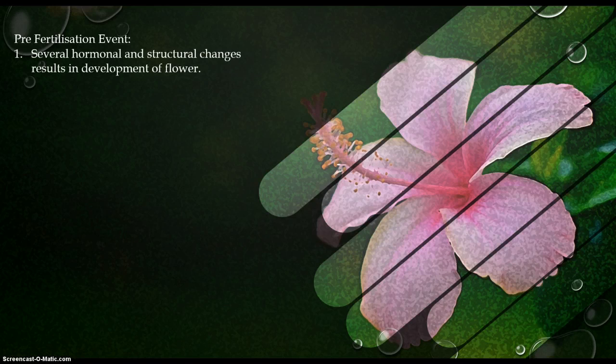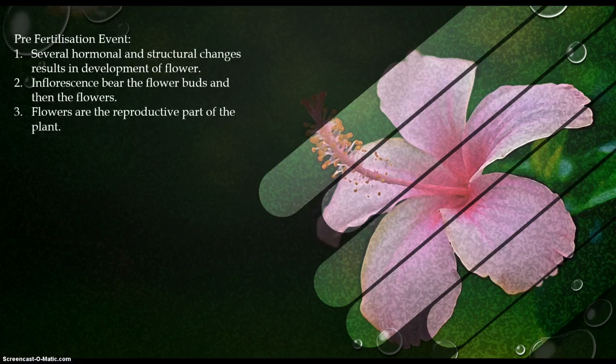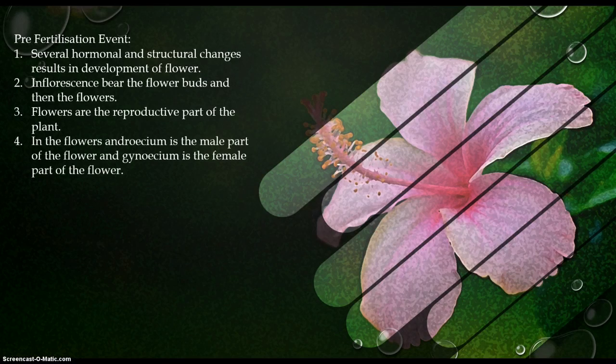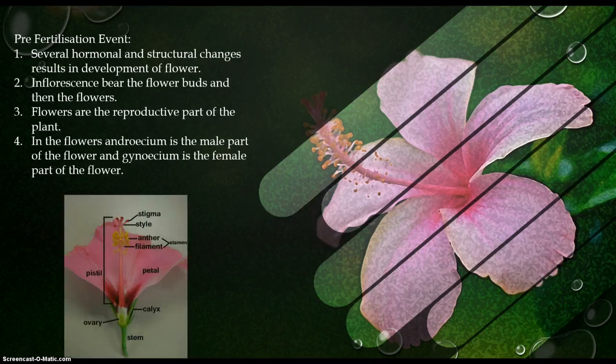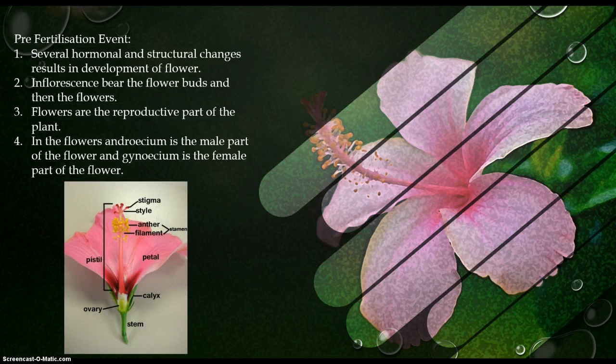Several structural and hormonal changes bring about flowers on the plant. This formation of the buds and then the flowers inside a plant is known as inflorescence. Flowers are the reproductive part of the plant. In the flowers, we can see two different structures. One is the male structure, known as androecium, and the second is gynoecium, which is the female part of the flower. In the diagram, you can see the different parts of the flower.